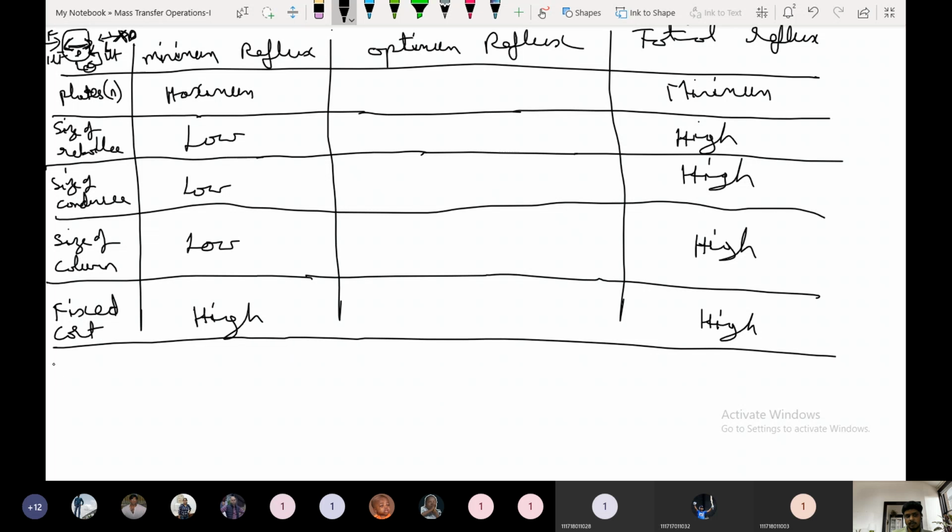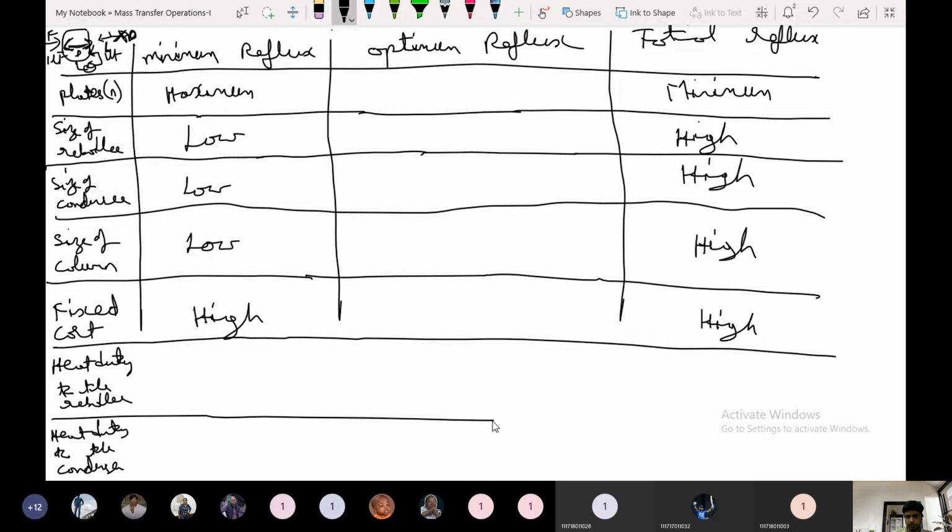Operating cost means heat duty to the reboiler, and one other operating cost is heat duty to the condenser. So what type of parameters are these two heat duties? This is the size of the column, the design parameter. This is the operating parameter: how much heat needs to be supplied in order to vaporize that liquid, and how much heat needs to be supplied to the coolant so that it will condense the vapor to liquid. So how much is required depends on the operating cost.